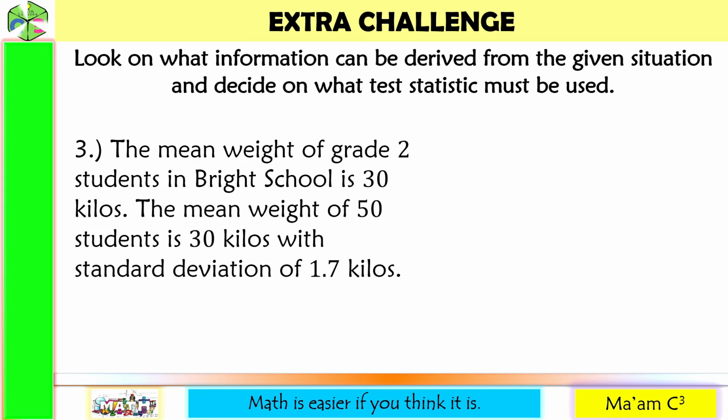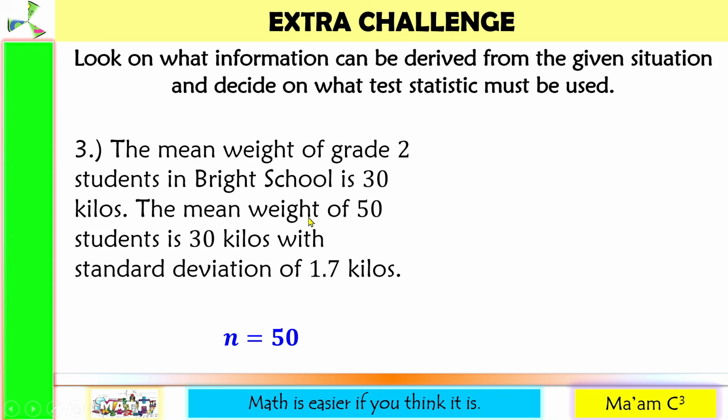The mean weight of 50 students is 30 kilos with a standard deviation of 1.7 kilos. So let me look first for the sample size. It says here, the mean weight of 50 students, only 50. While this one is the mean weight of grade 2 students, meaning all grade 2 students in Bright School. So the sample size is the 50. So N is equal to 50.